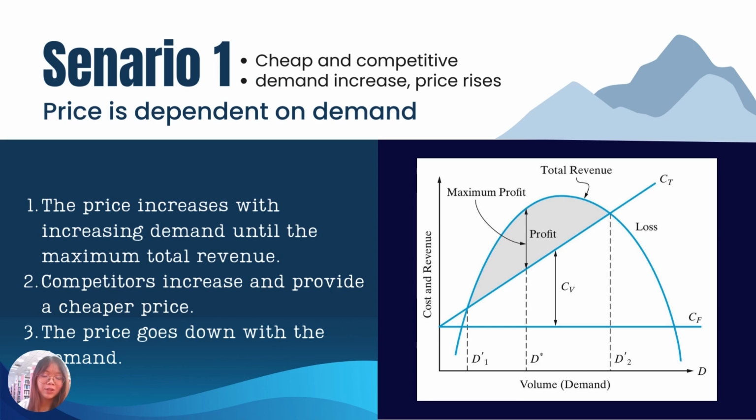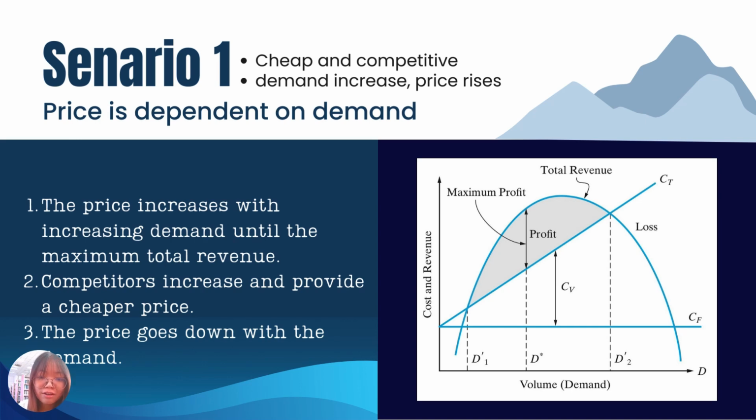So for our product, it will be in scenario 1 because it is very cheap and affordable for every family, and also very competitive in Malaysia. So it means that the price of CPE glove depends on the demand. For this scenario, the price of the glove increases with the demand initially until reaching the maximum total revenue. After that, there will be a lot of competitors and they will provide a cheaper price, which means that our price will go down with the demand.